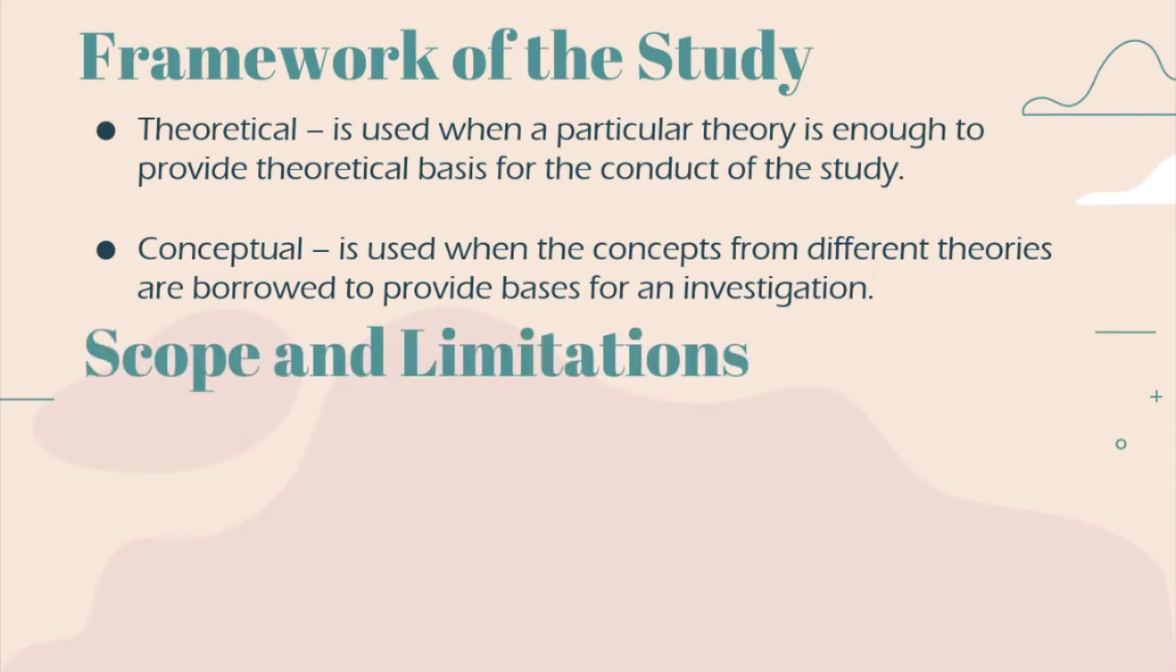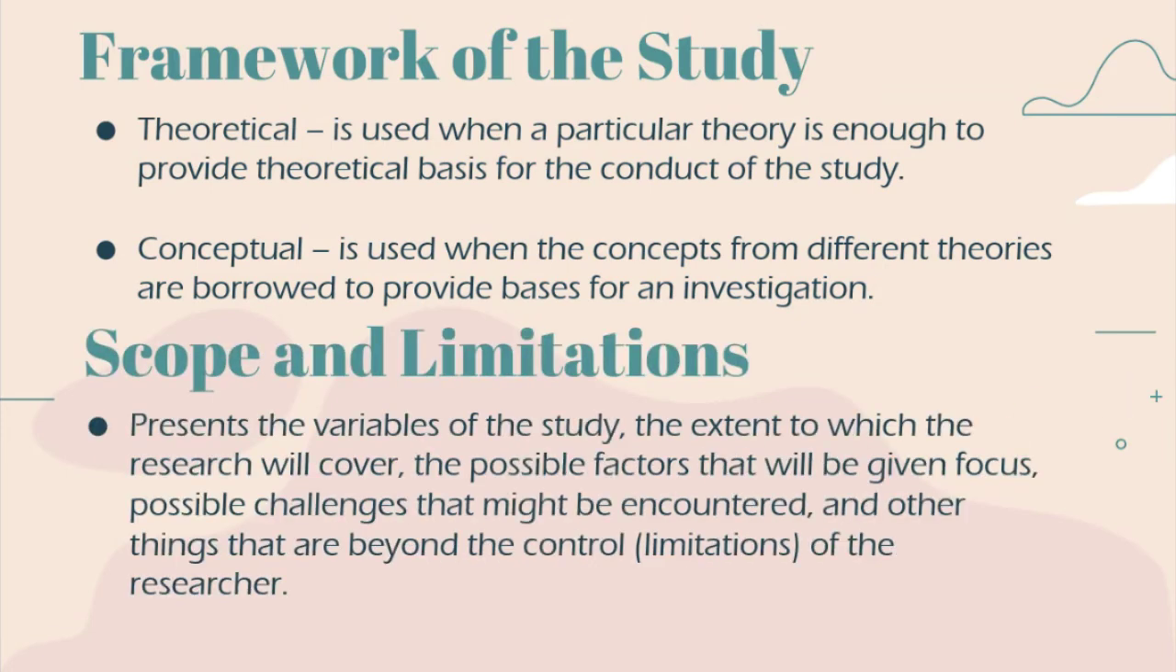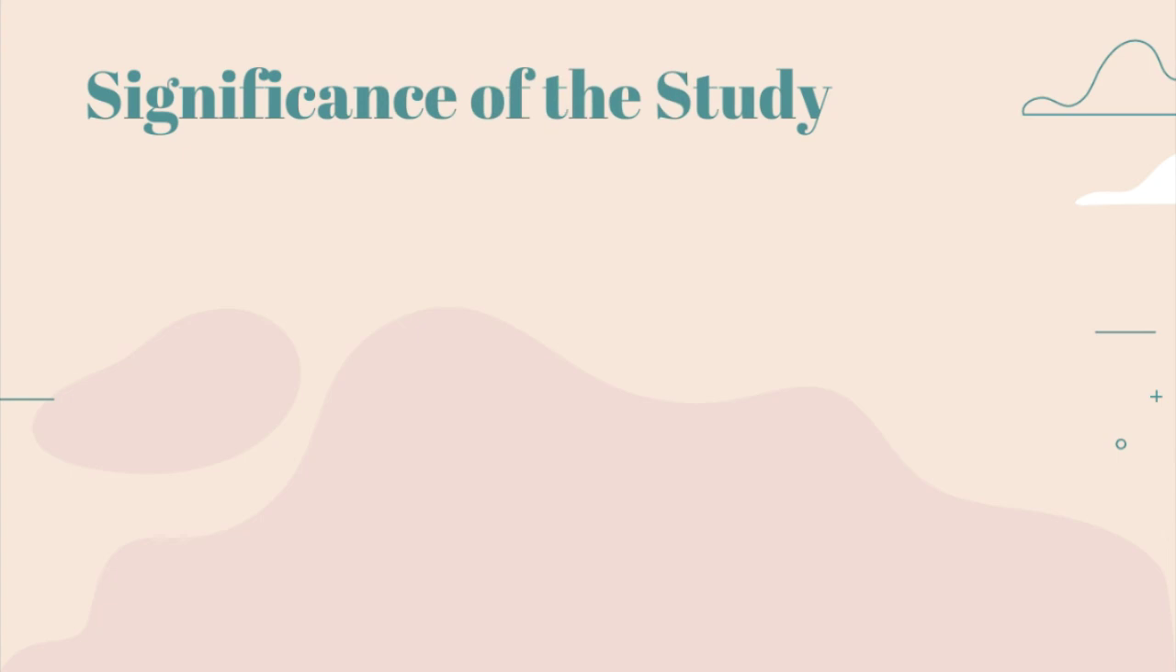Next is scope and limitations. It indicates the boundaries, exceptions, reservations, and qualifications of your study. Remember that the scope is used to address how the study will be narrowed, while limitation is used to identify potential weaknesses of your study. Next, significance of the study. Advantages, such as contributing additional knowledge and improving socioeconomic situations, should be clear to the beneficiaries.